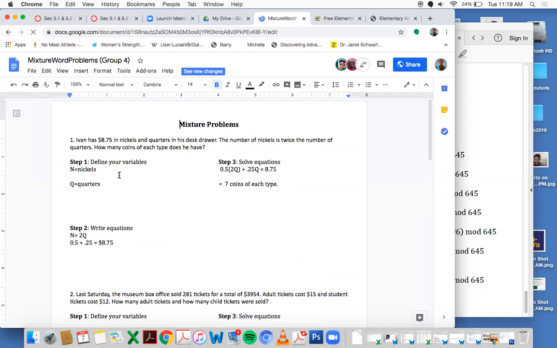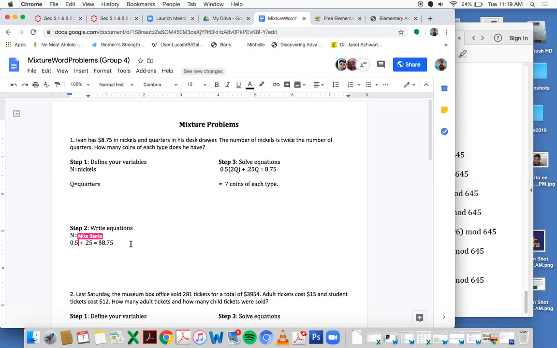Cool. Let's see. So I'm looking at group 4. You guys are looking good. Nickels and quarters, equations. All right. I think you're missing N and Q in here.